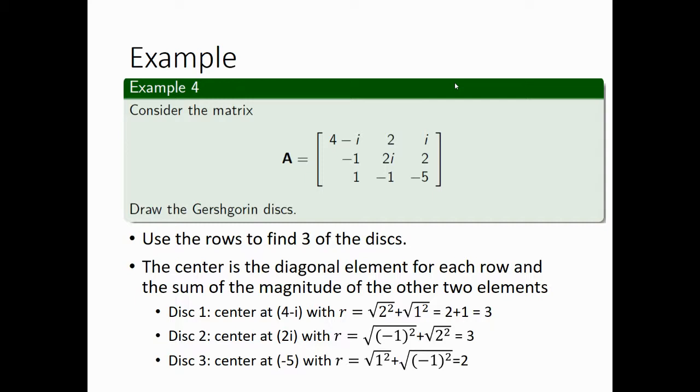Disk 2, the center is at 2i, which is the element on the diagonal, and the radius is the square root of minus 1 squared plus 2 squared, which is 3. And last but not least, disk 3 is centered at minus 5, with r equal to the square root of 1 squared plus minus 1 squared, which is equal to 2. Now we need to deal with the columns to find the other three disks. Using the same process, disk 1 is centered at 4 minus i with radius 2. Disk 2 is centered at 2i with radius 3. And disk 3 is centered at minus 5 with radius 3.